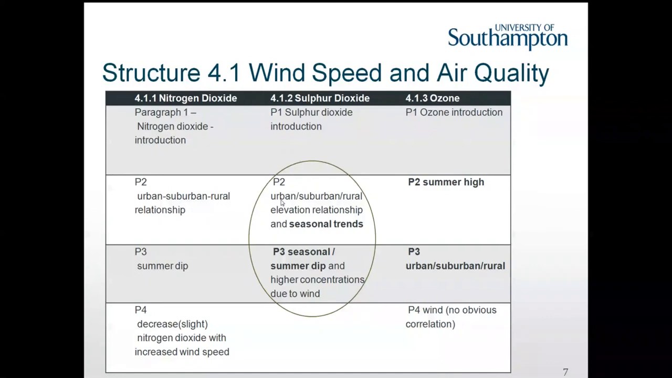It stands out to me that in both nitrogen dioxide and sulfur dioxide, the flow is introduction, urban-suburban-rural relationship, seasonal variation, and then wind. Whereas with ozone, they flip the summer and the urban-suburban-rural, they flip the order. There might be a reason for this. It might be that the summer was a more obvious trend and that the urban-suburban-rural was a weaker trend, and in that case it would be sensible. But otherwise it's worth thinking about and questioning, though they may have had a reason for it. But in that sulfur dioxide where you've got the mixing between the two paragraphs, I think that would be an important one to redraft.